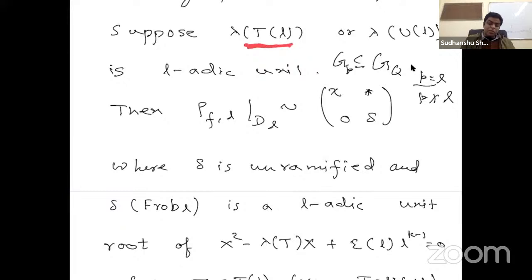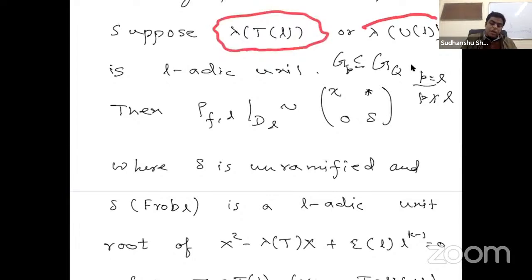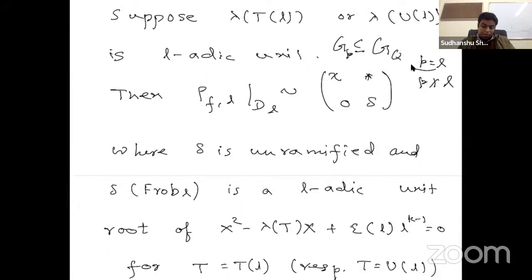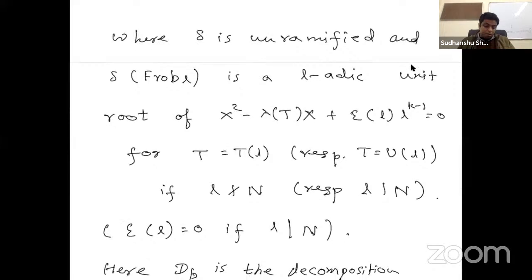Remember we had a homomorphism lambda from the Hecke algebra to K_f,L. So we can look at the image of these Hecke operators T_L and U_L via this homomorphism, and there are two different cases depending on whether L divides N or not. If L divides N, it is the image of U_L. If L doesn't divide N, then it is the image of T_L. So these are the two different cases.